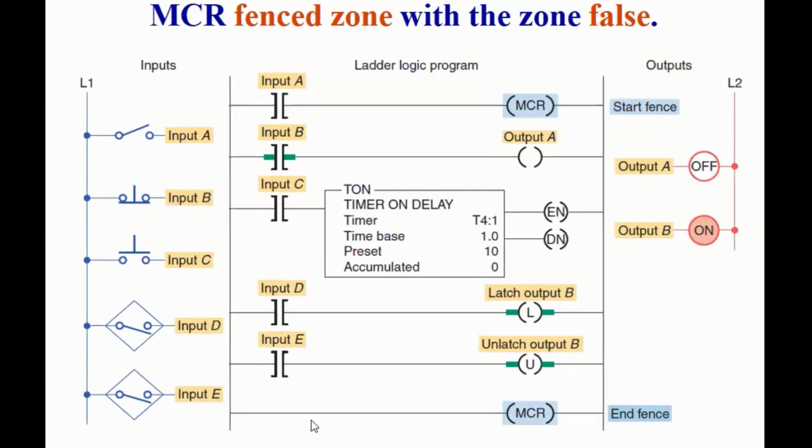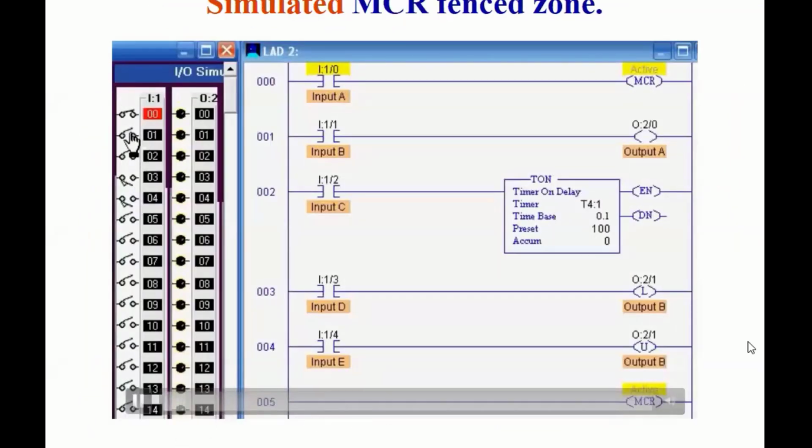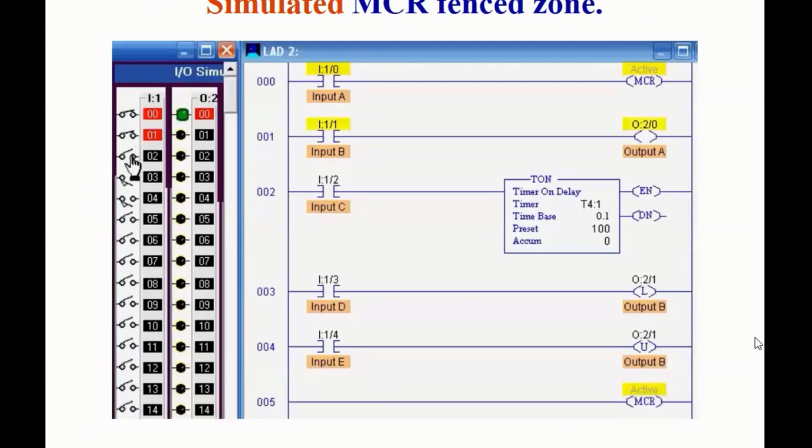All right, fan zone with zone false. Here again, we have an MCR where the fans start, and an MCR where the fans end. And it's essentially the same idea here, except that it says with the zone false. That means when anything goes false, then the MCR would be enabled and enter in. So here is a simulated scenario of the MCR active.